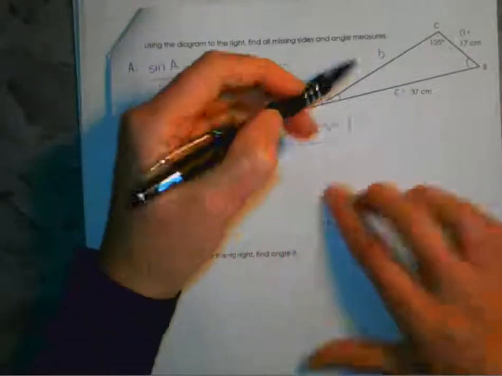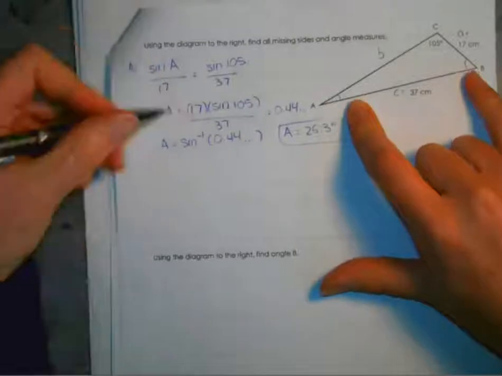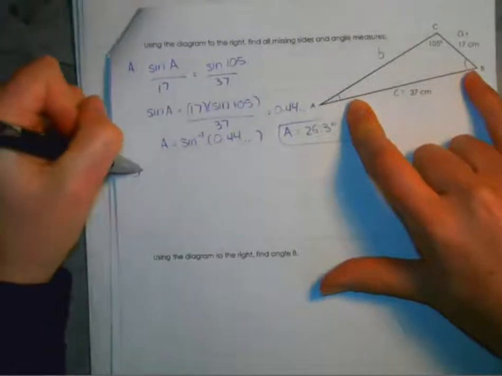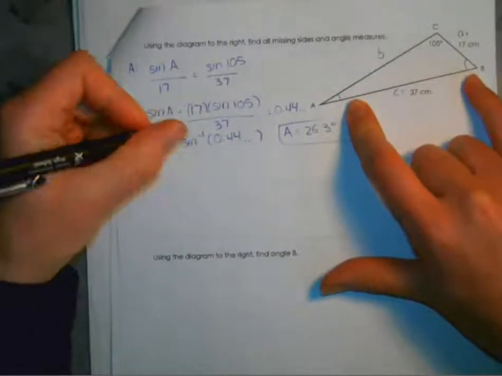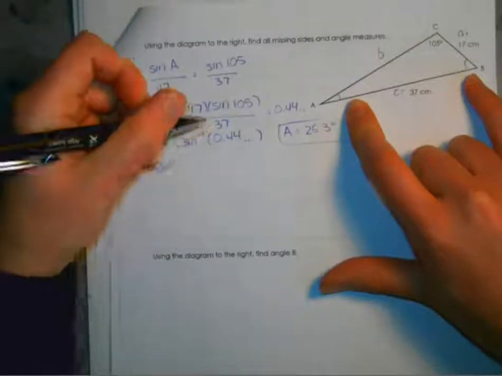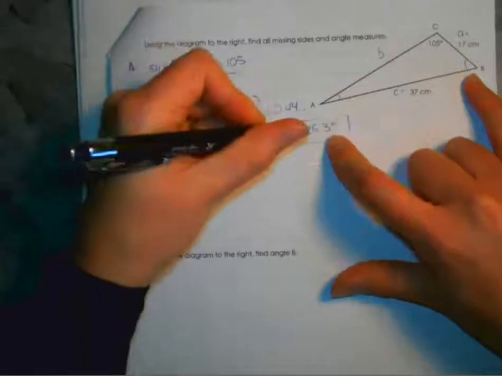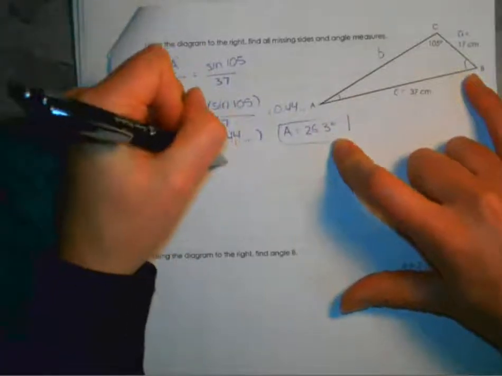Now what else would we have? Okay, so if we have angle A, the only other missing angle we have is angle B, and like I mentioned earlier, that's going to be really easy to solve because we know that the angles need to sum to 180. So I can do 180 minus 105 minus 26.3.